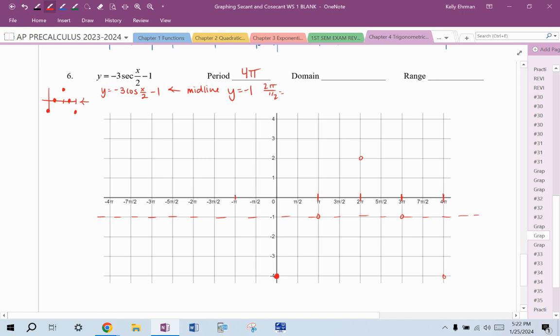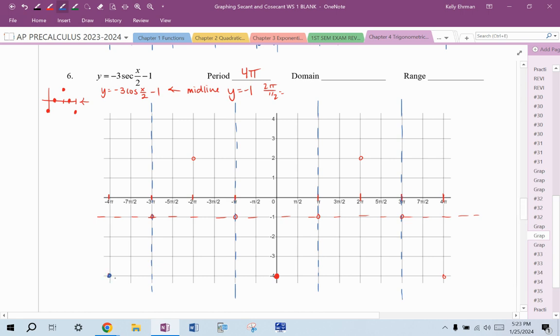Continue that pattern. So you're going pi, 2 pi, 3 pi, 4 pi in the negative direction. And you can continue this on. So midline, 3 units above midline, midline, 3 units below. Draw in the vertical asymptotes where the graph hits the midline, which is where secant is undefined, and cosine is equal to 0 on those points. And then sketch in the branches.